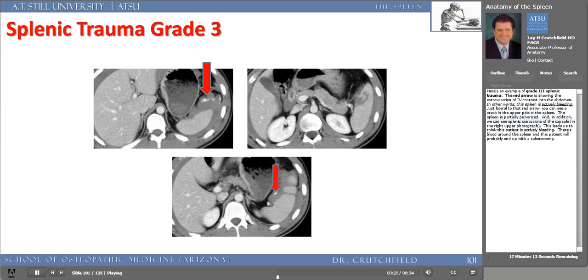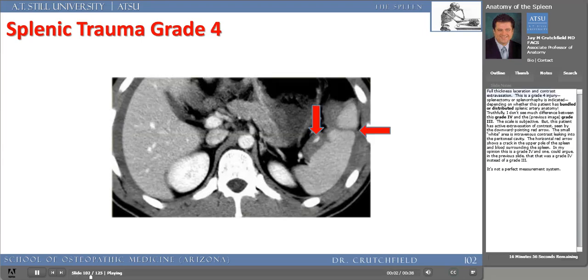And in addition, we can see contusions of the capsule in the right upper photograph. This leads us to think that this patient is actively bleeding. There's blood surrounding the spleen, and this patient will probably end up with a splenectomy.